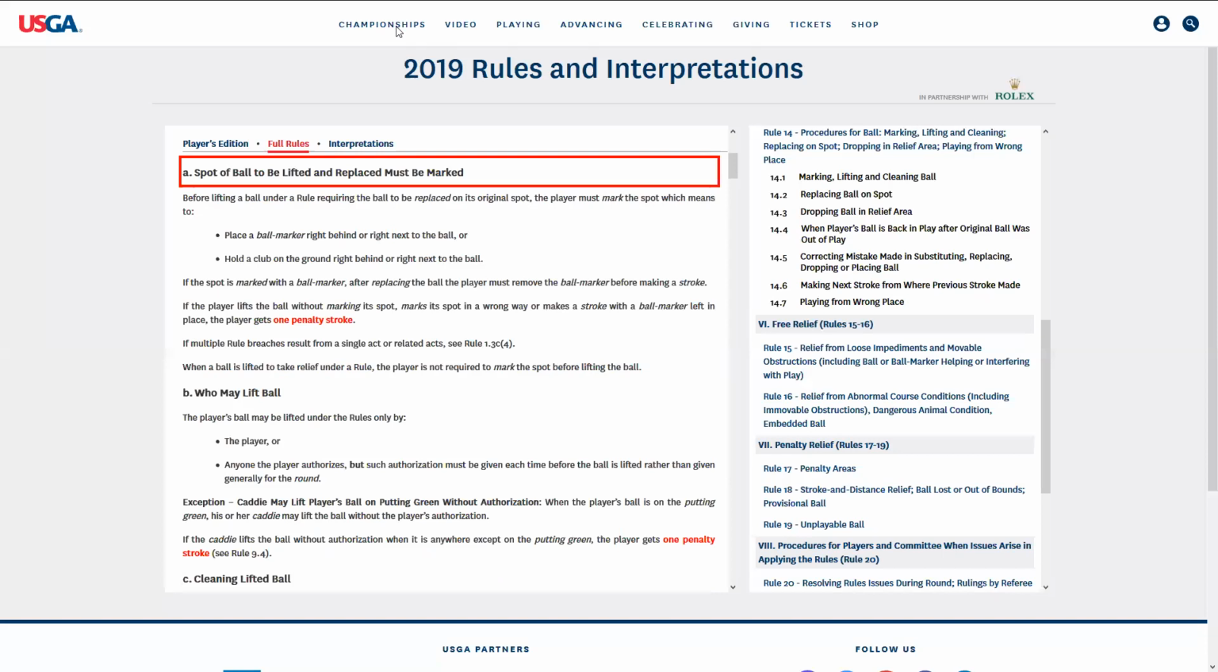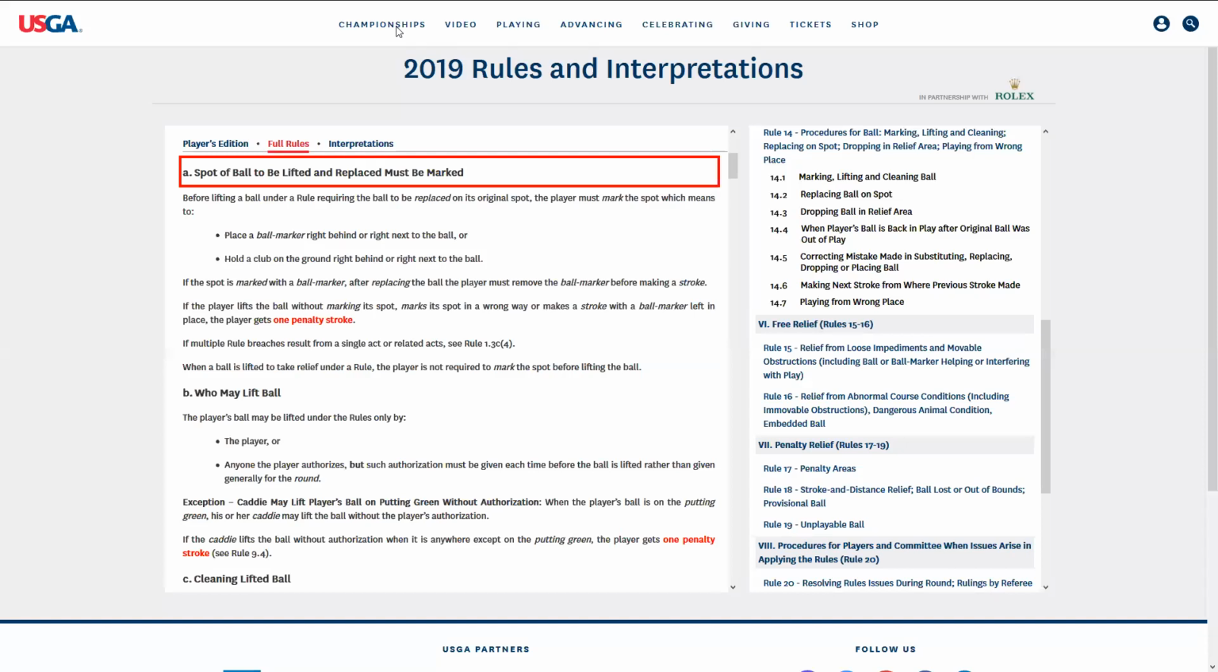Before lifting a ball under a rule requiring the ball to be replaced on its original spot, the player must mark the spot, which means to place a ball marker right behind or right next to, or hold a club on the ground right behind or right next to. And as we discussed, a ball marker is an artificial object, so you can't use a loose impediment.